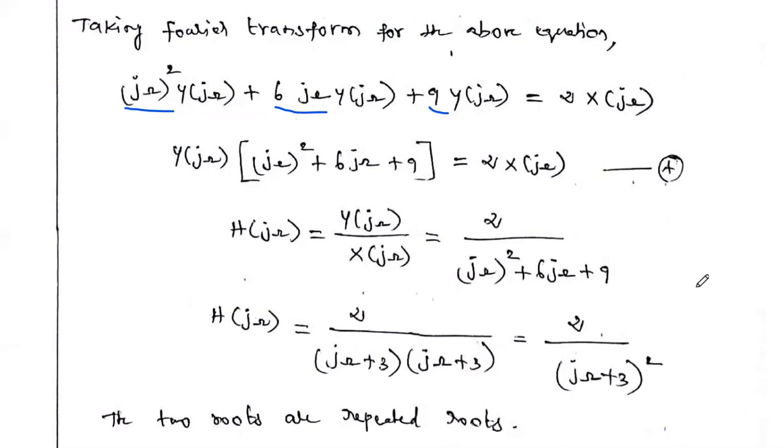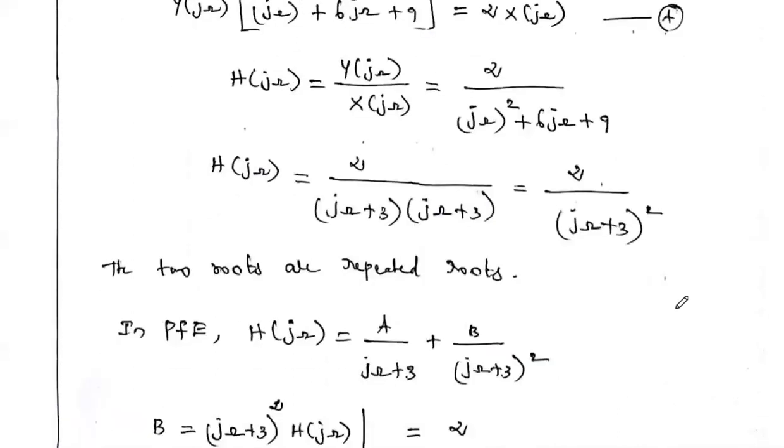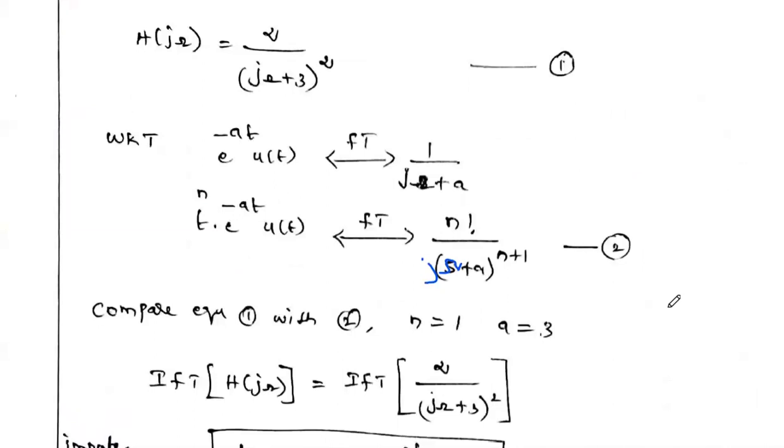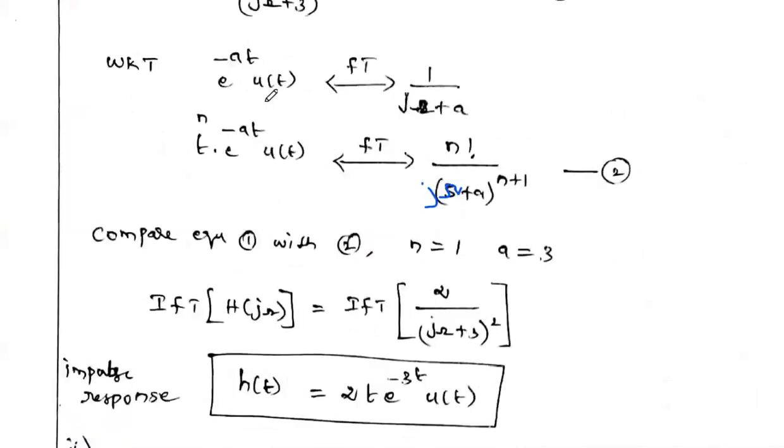That is 1 by j omega plus 3, which means it is e power minus at u of t. So you recall that one. We know that for e power minus at u of t, the Fourier transform is 1 divided by j omega plus a. But in our H of j omega expression, this j omega plus a, to the whole squared, is there.